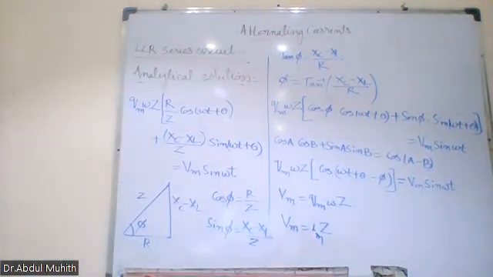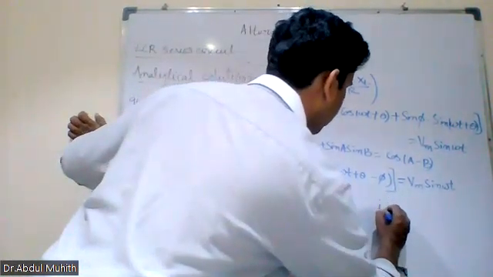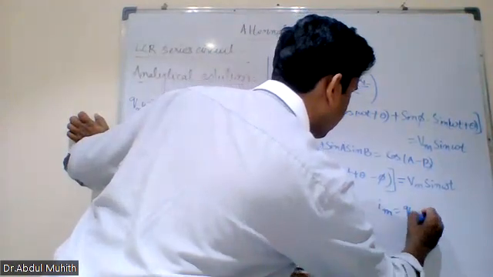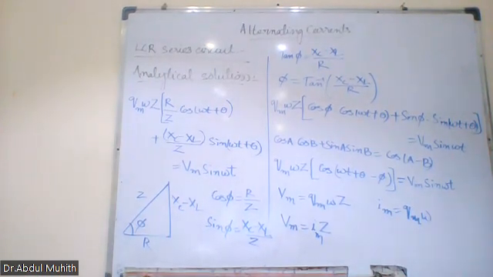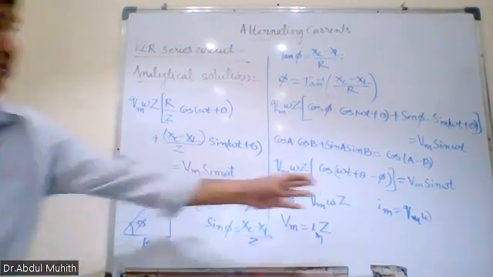So we get here Im is equal to Qm into omega. That is the reason we have taken Im equal to Qm omega. Im is a constant, the maximum current. Qm is the maximum charge. And also we have equated this. So how do we compare this with this one?